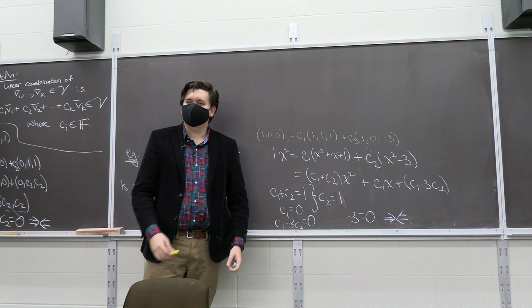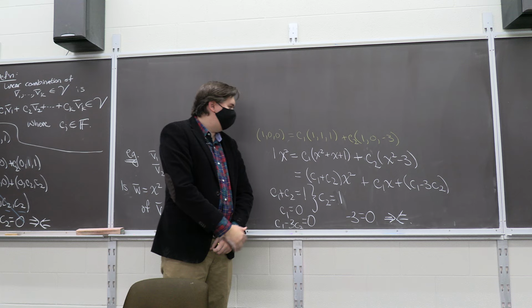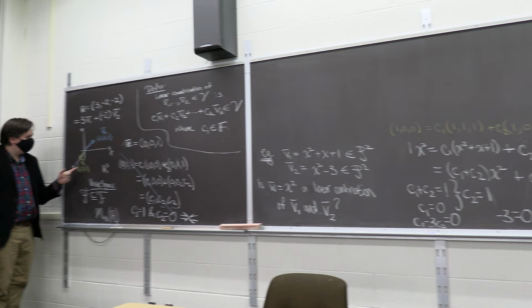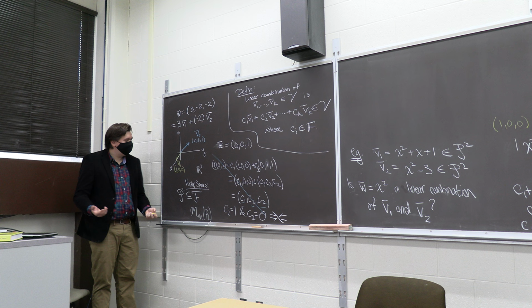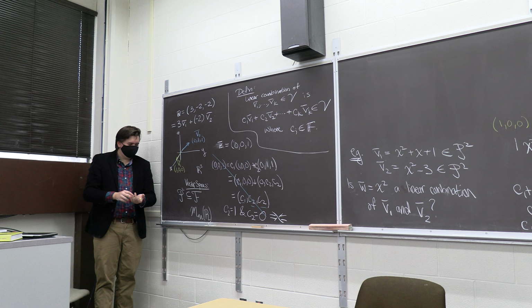Okay. So he is not inside of there. Let's go back to this example. Here we have two vectors. We can make linear combinations of them. Geometrically, if we consider the set of all linear combinations, what would that look like? All linear combinations of V1 and V2, what would that look like?